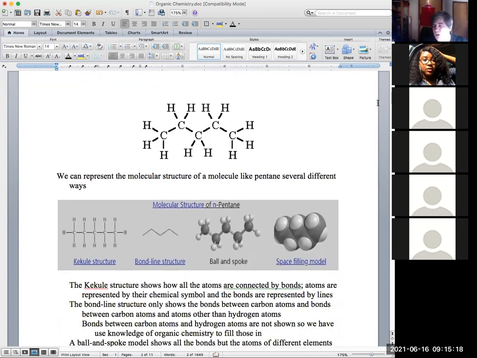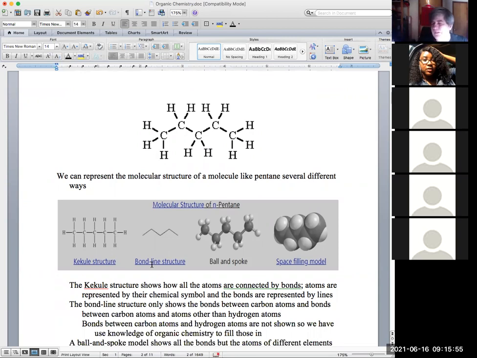Now, when we actually draw a molecule, we can draw it in several different ways. Those first drawings I showed you are examples of something called a Kekule structure. Kekule was a chemist. The nice thing about this is it shows us which atoms are bonded to which other atoms. So it shows us how the atoms are connected to each other in the molecule.